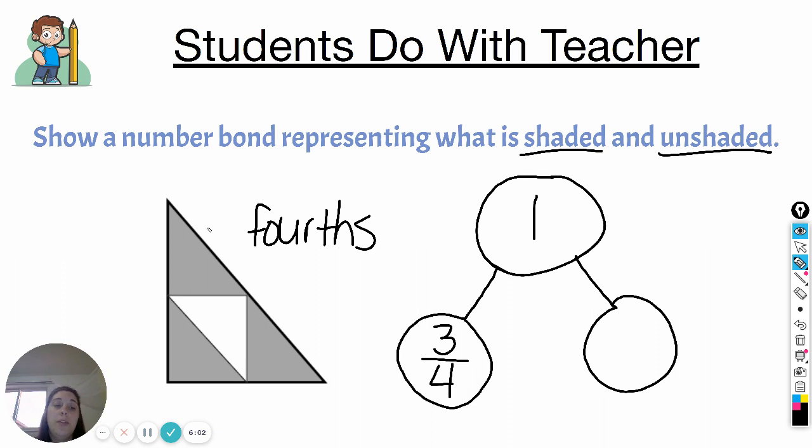Okay, so you should have counted that one of the pieces is not colored in, or it is unshaded. One piece out of the 4 pieces altogether. So you should have written that 1/4 is unshaded. Now remember, we can check our work by adding our numerators together. 3 plus 1 is 4. And we had 4 pieces.